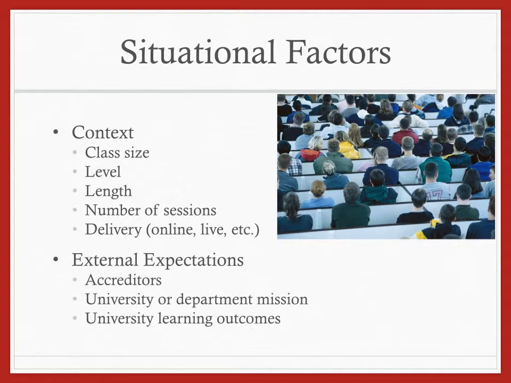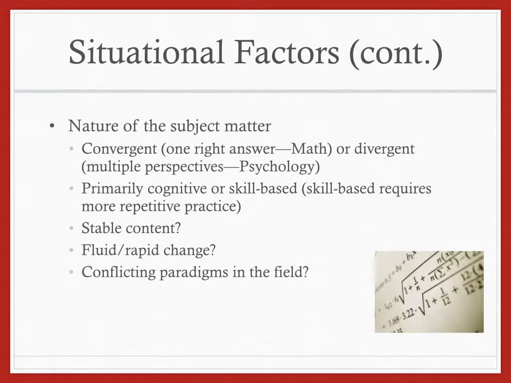In our athletic training professional programs, we'll have external expectations from our CAATE accreditors. We talked about that in last week's lesson. Then we'll also have university and department mission statements and university expected learning outcomes that drive the way we design our course.